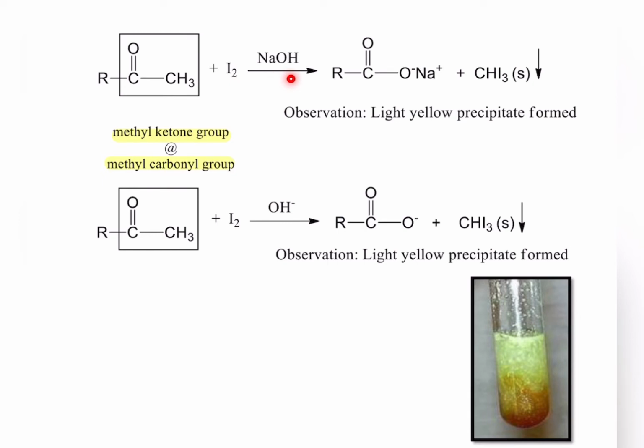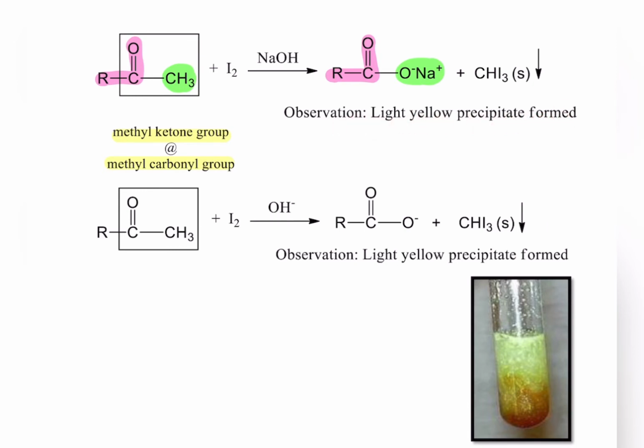It reacts with iodine in NaOH, and you will form a carboxylate salt. This is the soluble salt with all of these staying as they are. But the difference is the CH3 group here is changed to O minus and Na plus. So this is where your carboxylate salt forms. And after that, you have plus CHI3, which is in solid phase, or an arrow facing down. And the observation for this test is a light yellow precipitate.